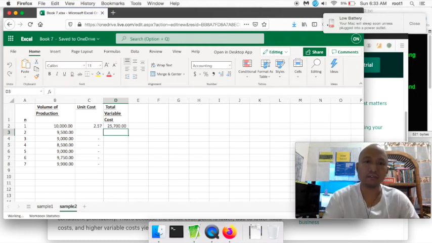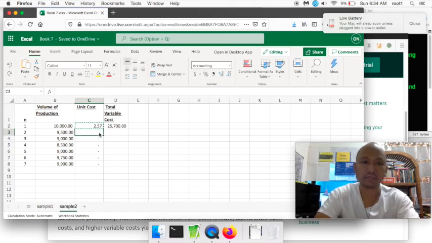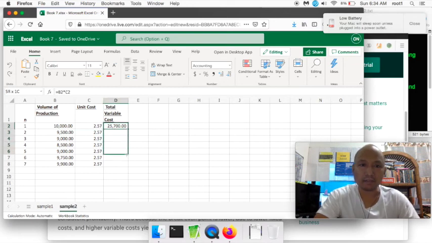Oops. Yeah, because we didn't use absolute reference. Yeah, using the absolute reference dollar sign. Okay, then let's see what happens to our total variable cost.